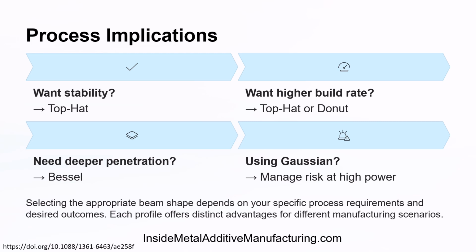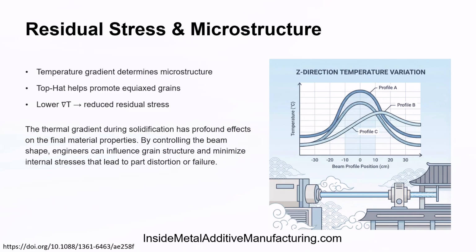When stability and repeatability are the primary goals, top hat beams offer clear advantages. When higher productivity is required without triggering keyholing, both top hat and donut beams expand the usable processing window. In applications requiring increased penetration depth, Bessel beams can be effective at lower scan speeds. Even when limited to Gaussian optics, awareness of these physical mechanisms helps engineers manage risk by avoiding parameter regimes that drive excessive central irradiance. Beyond immediate process stability, beam shaping also influences residual stress and microstructural evolution.